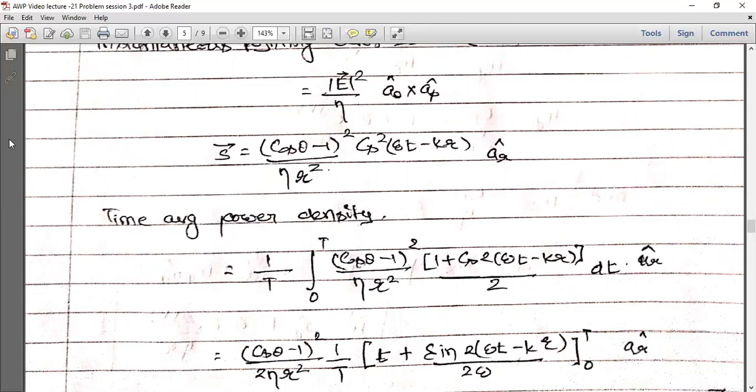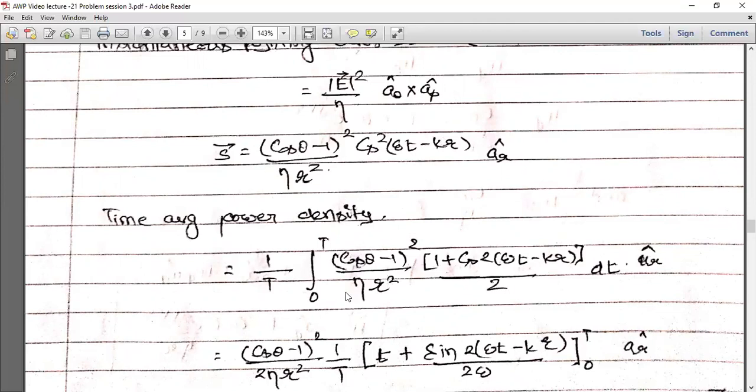Our objective is to find the time average power density. Now suppose you are given an expression which is harmonically time varying, and you have to find its average value. How do you find the average value? This is the power density at time t. In time dt, how much total power will there be? The total power is given by this magnitude multiplied by dt. So the time average power density will be over a complete interval.